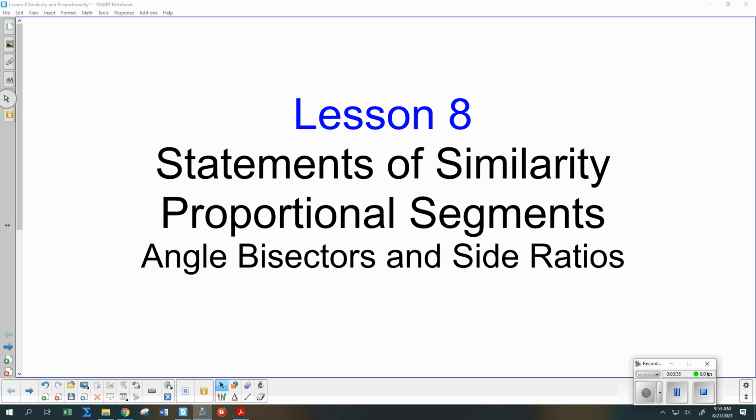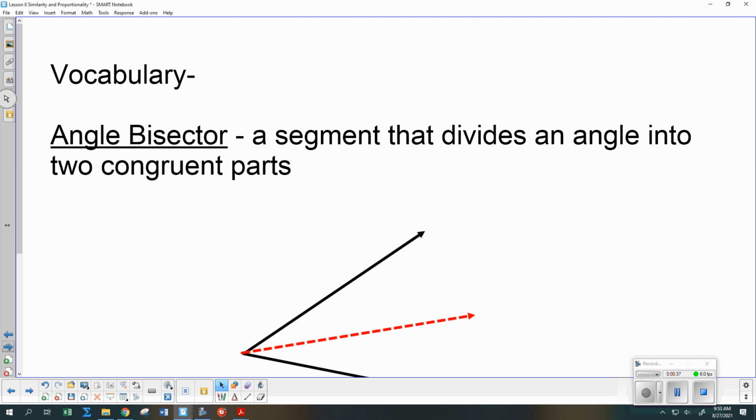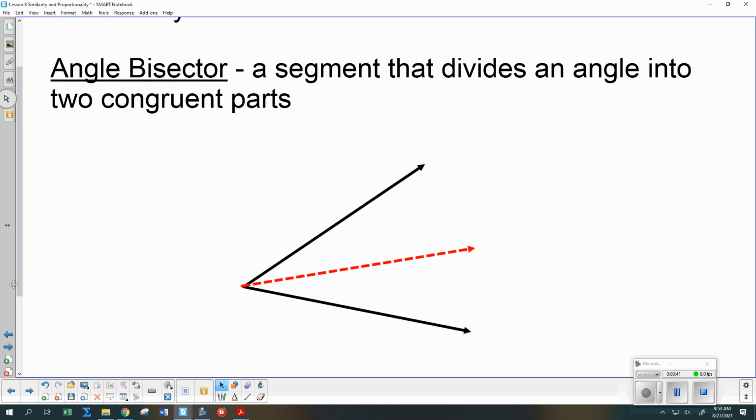So first we're going to start off with our definition of bisect. Bicycle means it has two wheels. Bisect means it cuts it into two equal pieces. I need to see everybody writing right now, copying the definitions down.